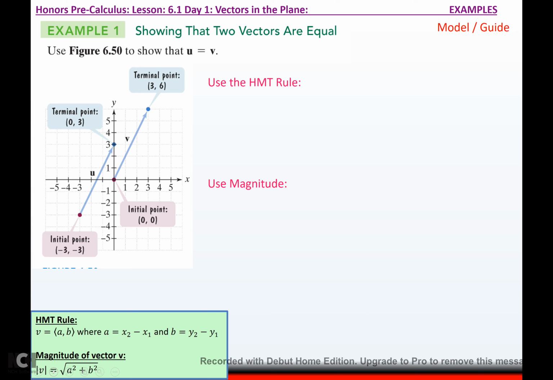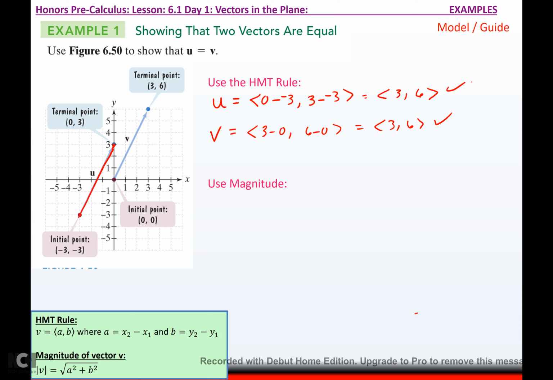Alright, so let's do this again. Alright, they want us to do u and v. If I do vector u, that's this one. So we would have x2 minus x1, y2 minus y1. That's going to give me 3, 6. And if I do v, that's going to be 3 minus 0, 6 minus 0, which is 3, 6. That shows that they're equal.